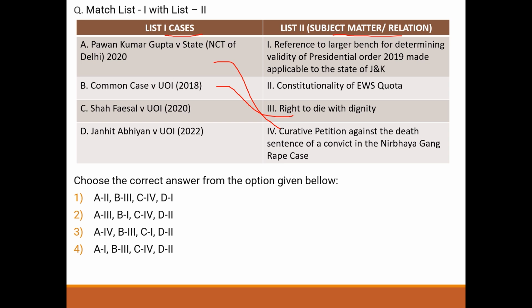Shah Faisal versus Union of India: reference to larger bench for determining validity of Presidential Order 2019 made applicable to the state of Jammu and Kashmir. Janhit Abhiyan versus Union of India: constitutionality of EWS quota. So answer will be option number 3.